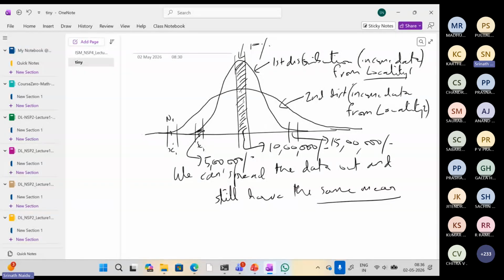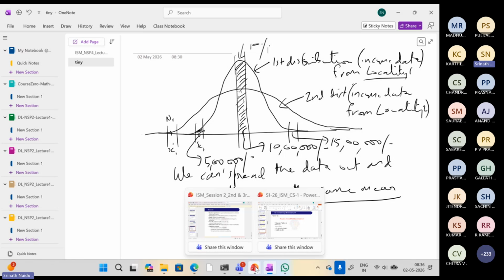You get the picture now from this example? Yes, sir. Thank you. Thanks a lot. Makes sense. Okay, thank you. So let us move on.